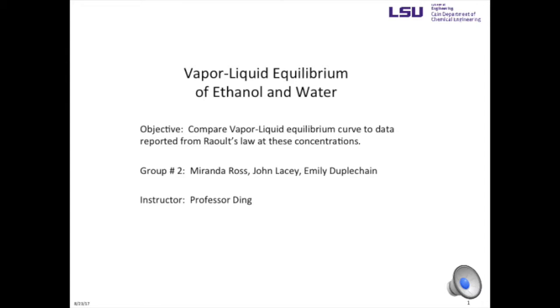Hi, my name is Miranda Ross, and alongside my group members John Lacey and Emily Duplashan, we were given the task of evaluating the vapor liquid equilibrium of an ethanol water mixture and then using Raoult's law to compare our data to the compositions of an ideal mixture.